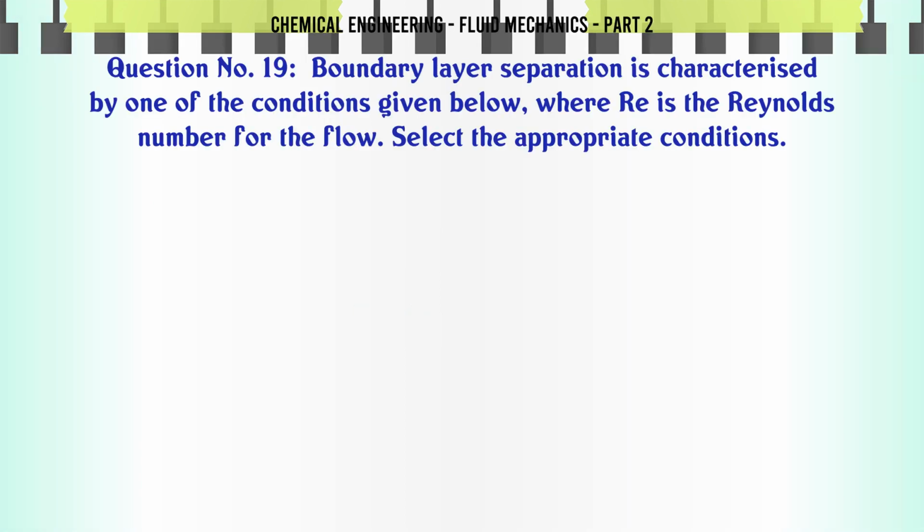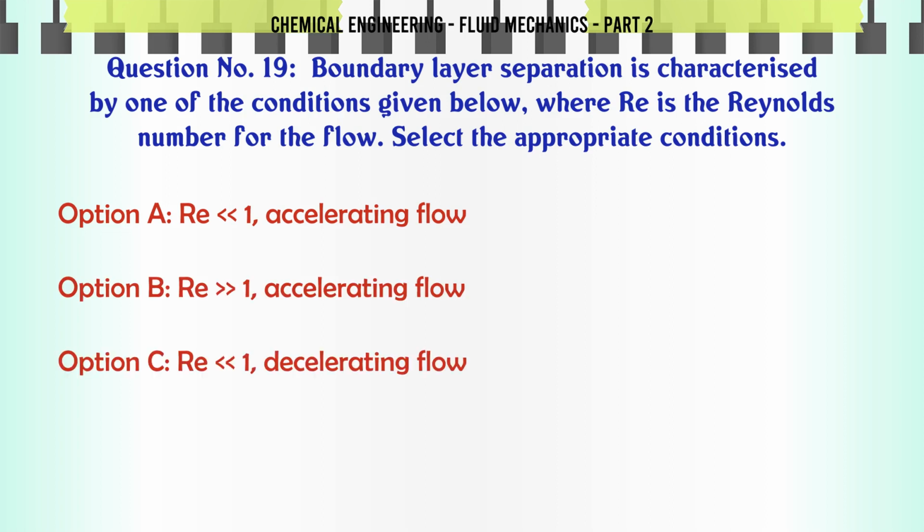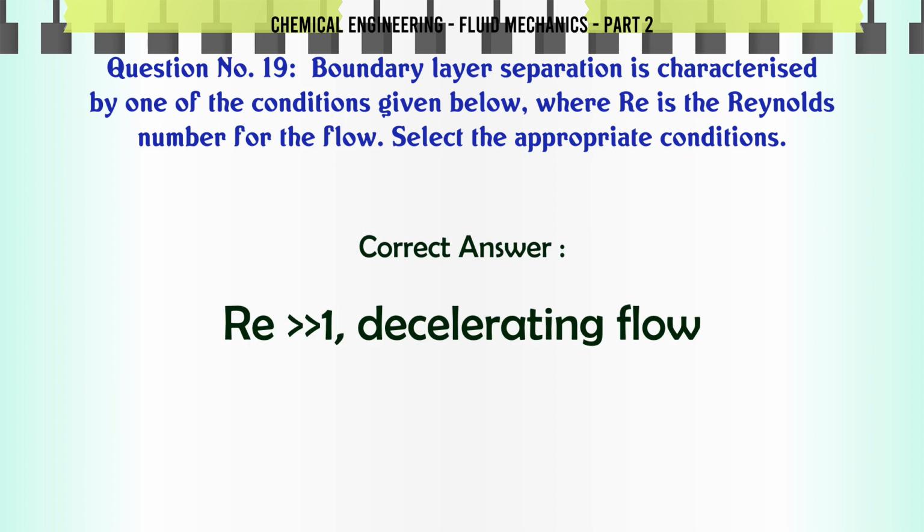Boundary layer separation is characterized by one of the conditions given below, where R is the Reynolds number for the flow. Select the appropriate conditions. A. Low R, accelerating flow. B. High R, accelerating flow. C. Low R, decelerating flow. D. High R, decelerating flow. The correct answer is high R, decelerating flow.